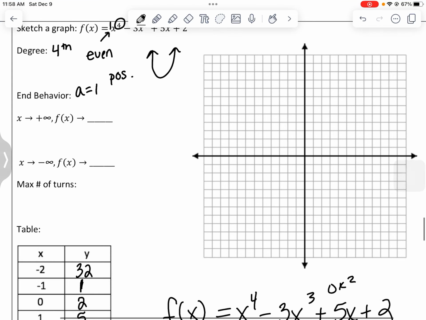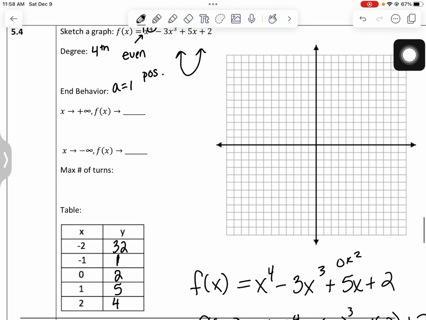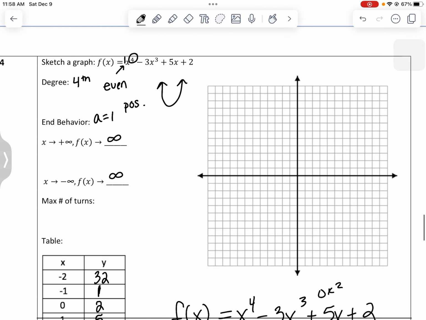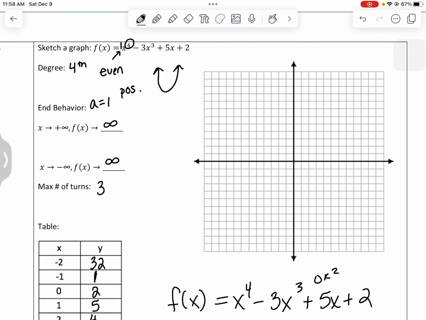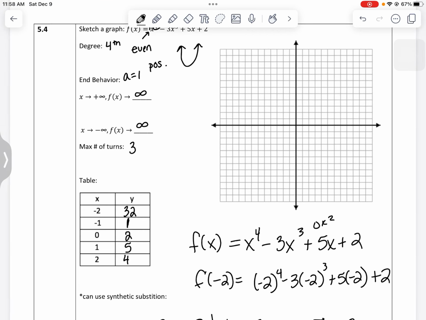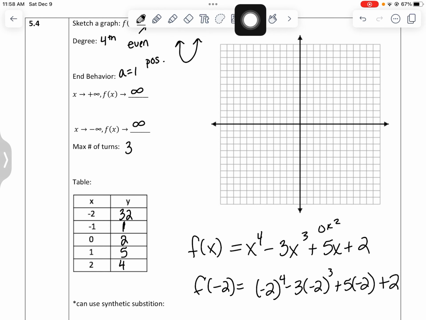So even functions either open up or down. And so that means that our function's going to be decreasing, then increasing again, and it's going to end up looking similar to that. And so we're going to be going to positive infinity on both. Since it's a fourth degree, it can have a max number of 3 turns.